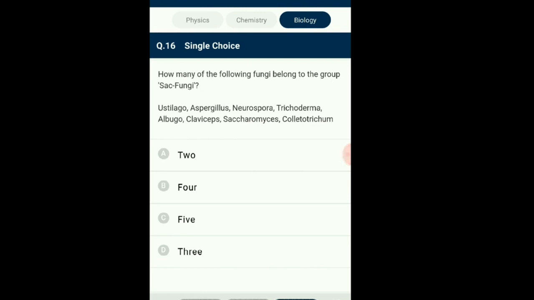The examples of Ascomycetes are as follows: Aspergillus, Claviceps, Neurospora, Saccharomyces, which is unicellular. Ustilago belongs to Basidiomycetes. Trichoderma and Colletotrichum belong to Deuteromycetes, and Albugo belongs to Phycomycetes. So from the given fungal species, 4 fungal species belong to the group sac fungi. So the correct option is B.